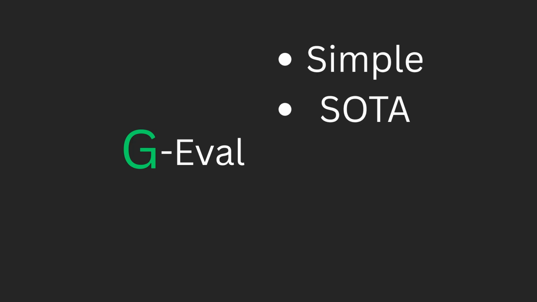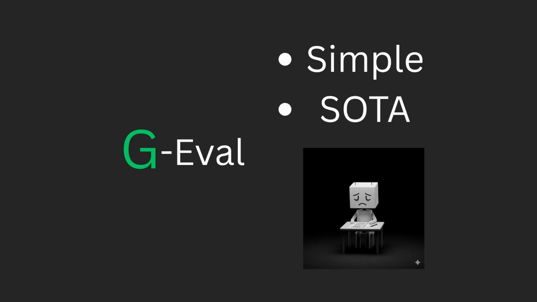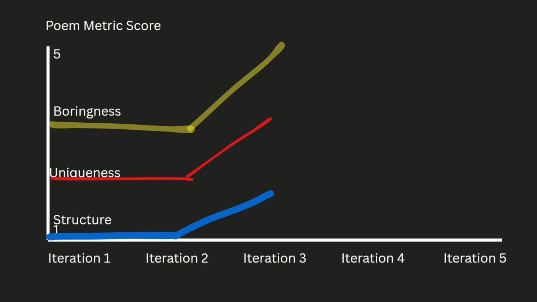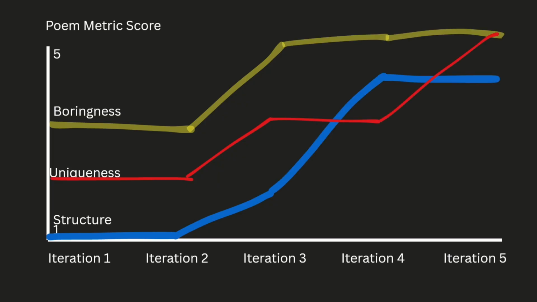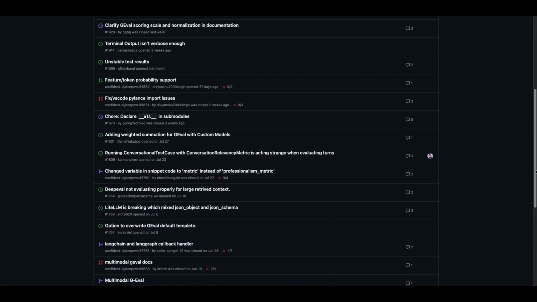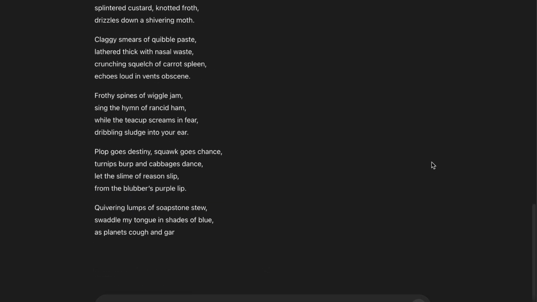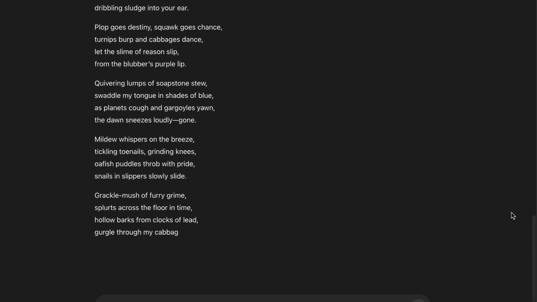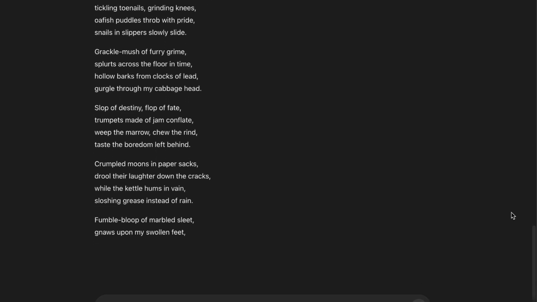GEval is a simple and state-of-the-art agent eval technique. I'll show you how I use GEval to improve an agent's performance in a few minutes. I'll also go through why it works so well and discuss some of the literature showing why it's such a big deal. To demonstrate GEval, I'll build an agent that tries to write the worst poems possible.